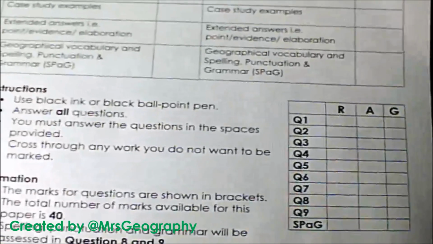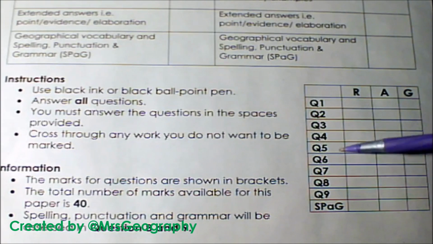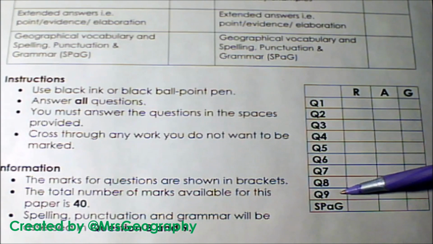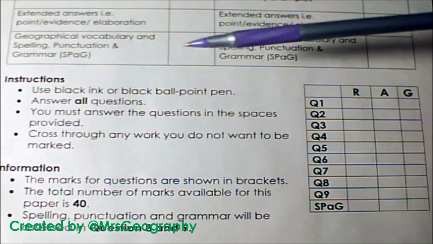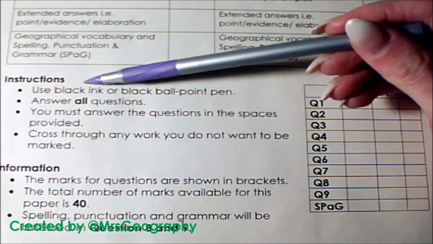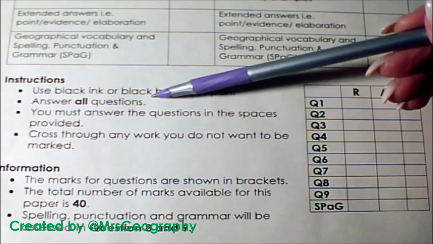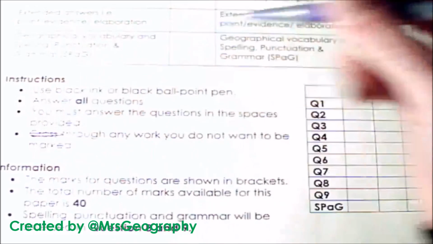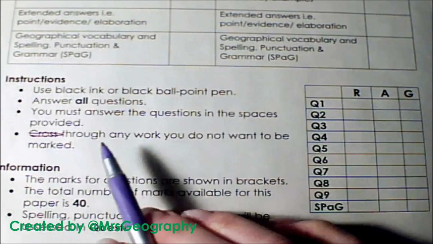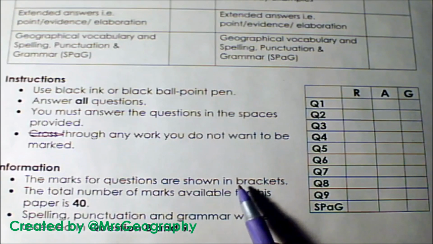Your teacher will also RAG, so whether your question has scored a red, amber or green for each specific question. So there are 9 questions in this exam paper plus your SPAG. As always, you're going to answer questions using black ink or a black ballpoint pen. You answer all the questions, you provide the answers in the spaces provided, you cross through any work you do not want to be marked, then have your marks for each question shown in brackets.